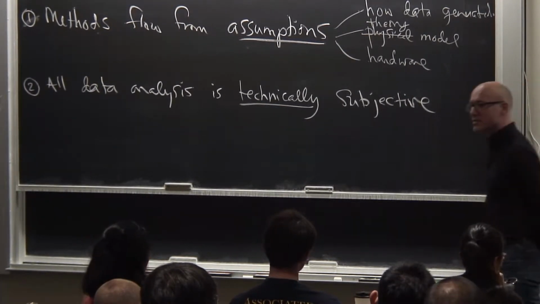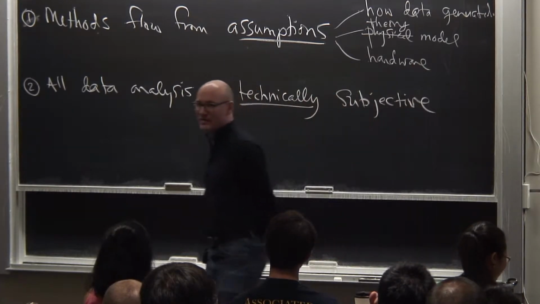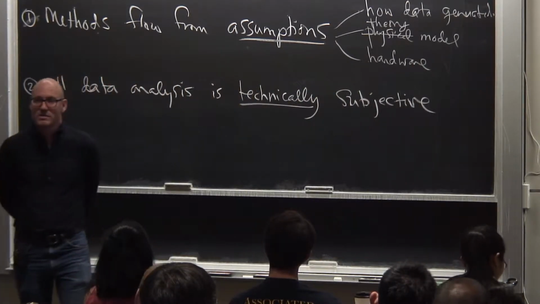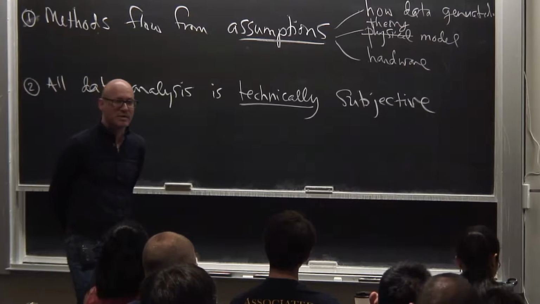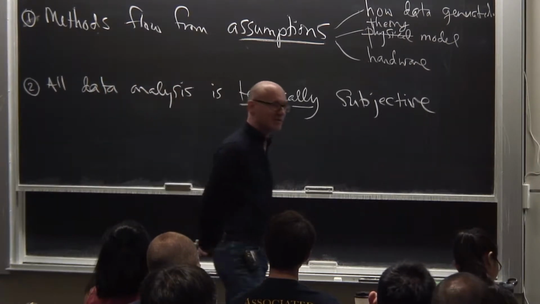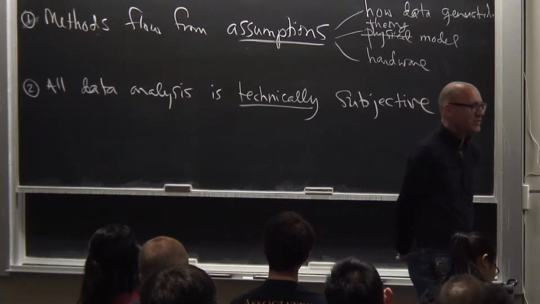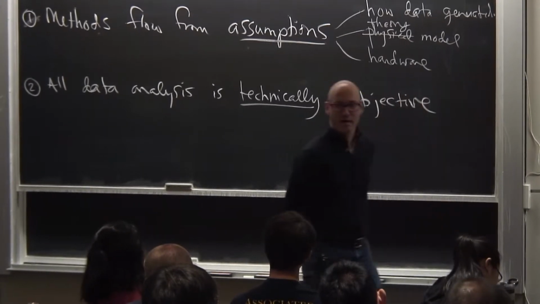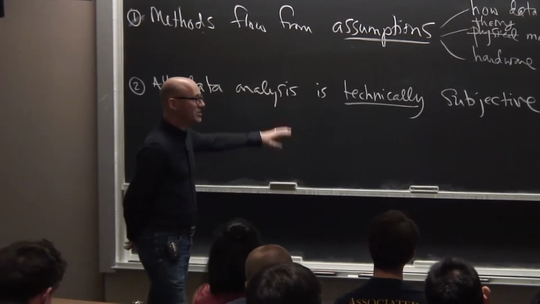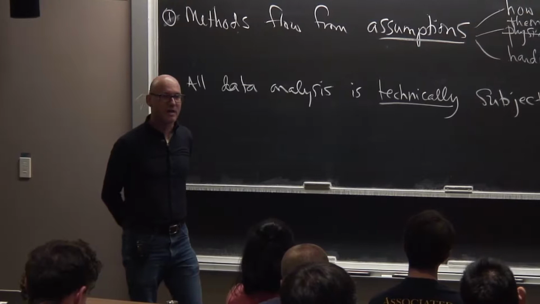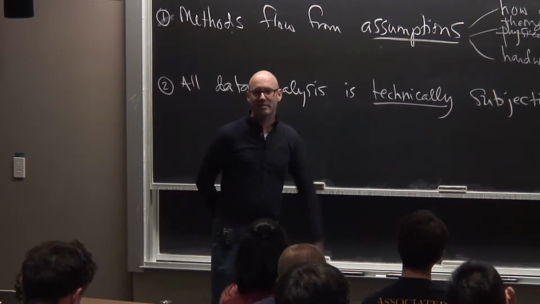We have chosen to test very particular theories in very particular ways. And we've chosen to make certain assumptions about the data and certain cuts and certain times when we thought the instrument could run and certain times we couldn't, and so on. There are an enormous number of decisions that come into every data analysis. And why did I say technically subjective?